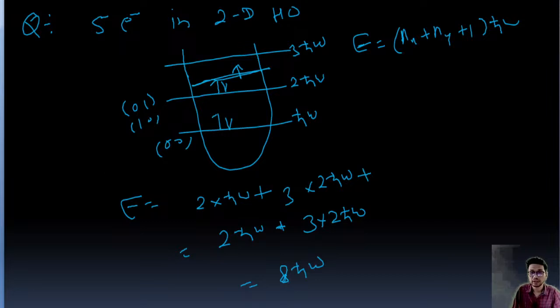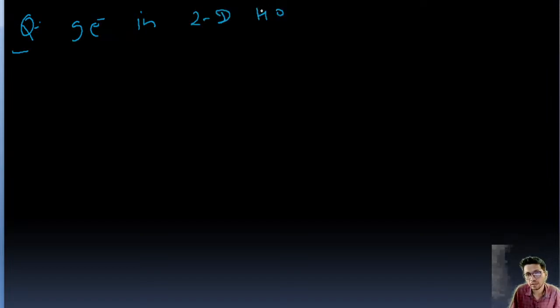Next question is 9 electrons in 2D harmonic oscillator. So we have to fill 9 electrons in a 2D harmonic oscillator, and then we need to find out its ground state energy.